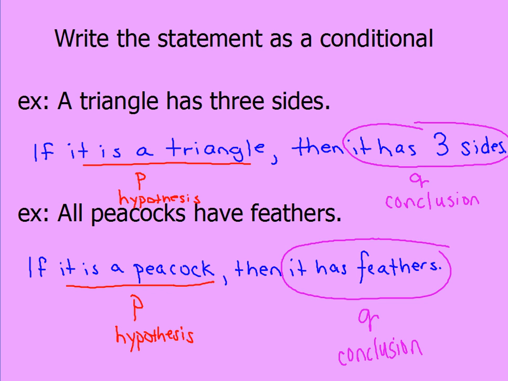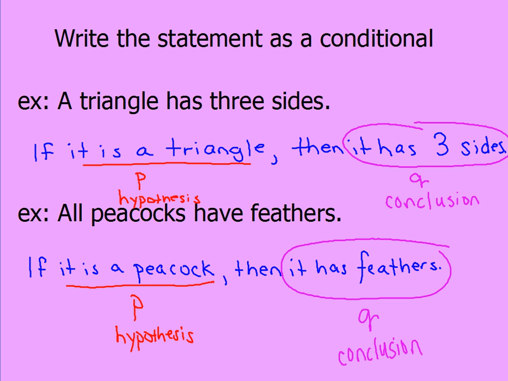So what I want to do is take statements and turn them into conditional statements. Our first example is a triangle has 3 sides. Don't change the order. If triangle is first and then sides, keep it that way. So if it is a triangle, then it has 3 sides. That's simple. Next one, all peacocks have feathers. If it is a peacock, then it has feathers.